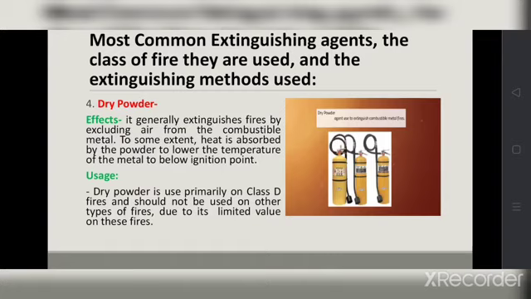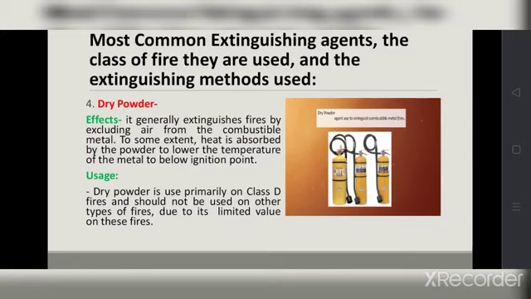Next, dry powder. So what is dry powder? Dry powder is generally termed for agents used to extinguish combustible metal fires. So no one dry powder has been found to be effective on all types of combustible materials. So what are the effects if dry powder is used to extinguish combustible metal fires?